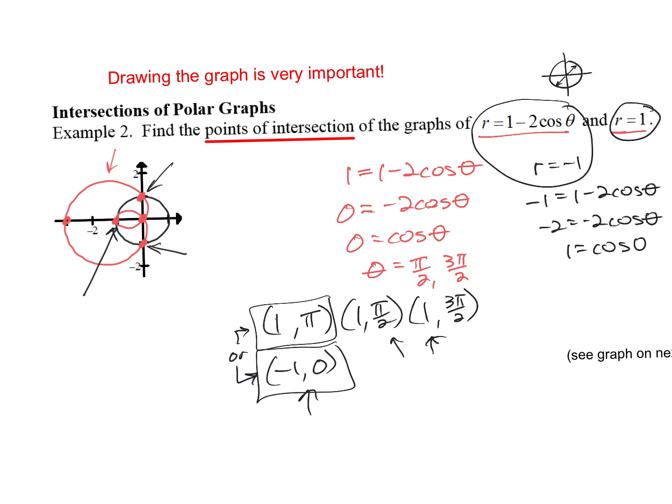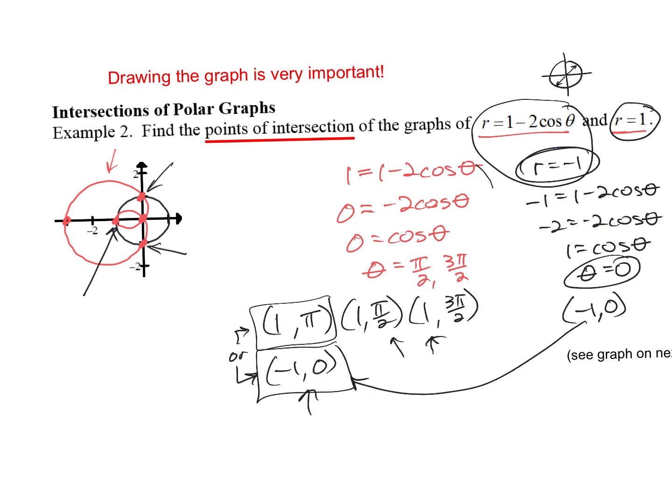you say, where is cosine of theta equal to 1? Well, that happens at 0. That's when theta is equal to 0. So that is when r is -1, theta was 0. That's that point right there. That's that other point. But the fact of the matter is, if they say use algebra to find it, you would at least have to show this much.